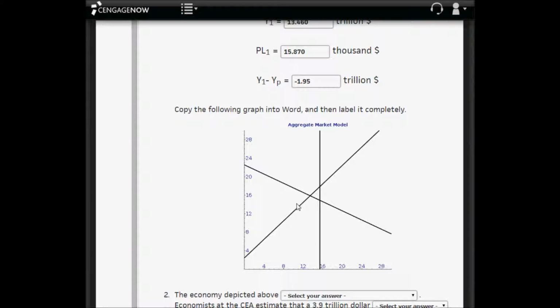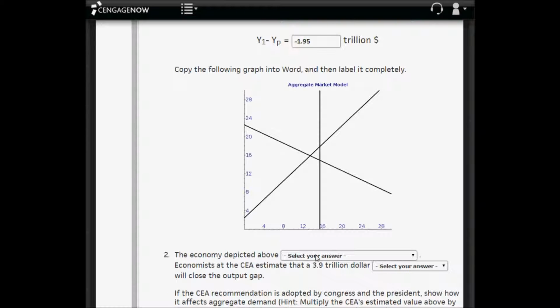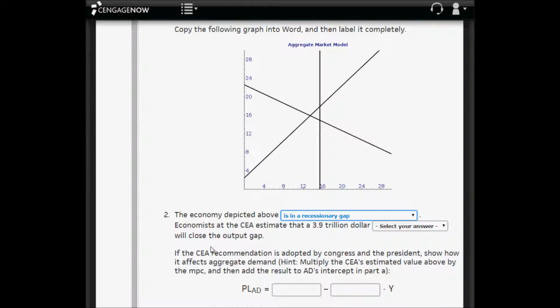This is short-run aggregate supply, and it's more inelastic than aggregate demand, and this is long-run aggregate supply. Price level, or PL, in thousands of dollars, real GDP, or Y, in trillions of dollars. So the economy is in a recessionary gap. Suppose economists at the CEA estimate that a $3.9 trillion cut in taxes will close this gap up here.